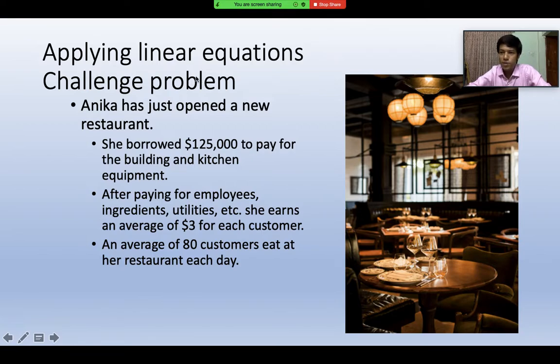So another challenge problem is this one. You can give a try to solve this math. Then you can pause it here. Then you can give a try to this math also.